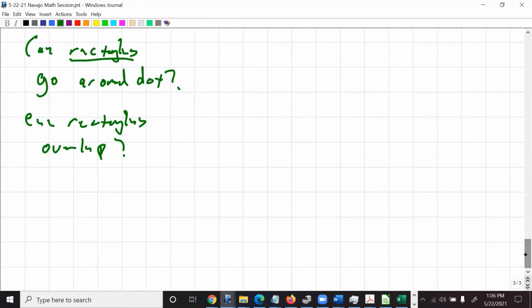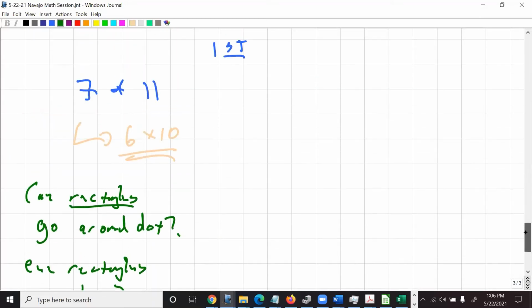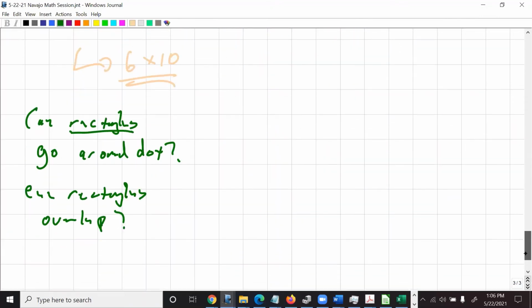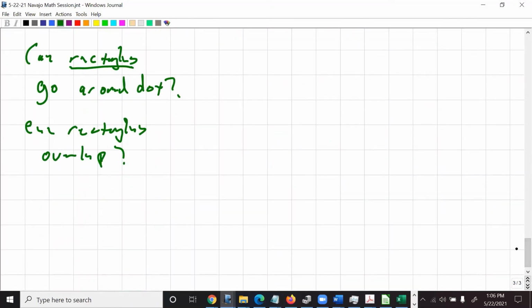So with the 6 times 10, you could do 6 times 10 and then add the 7 by 11.